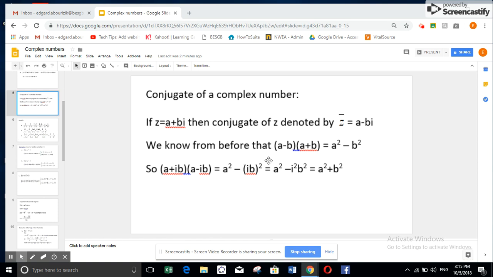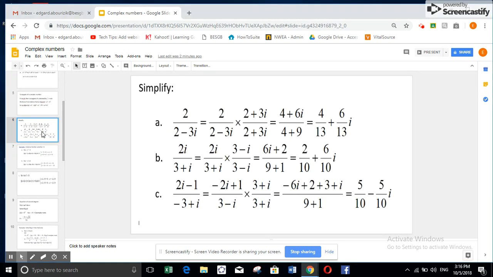So we're going to continue, students, in part 2 of the complex number video. We said before that (a + ib)(a − ib) is a² + b². So the product of a complex number times its conjugate is a real number equal to a² + b². Let us take some examples where I'm going to use this.